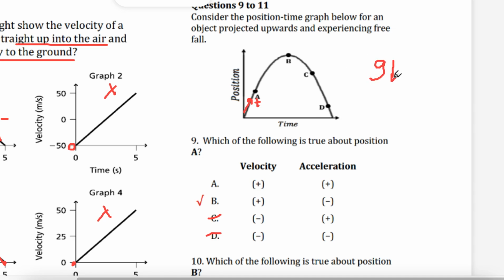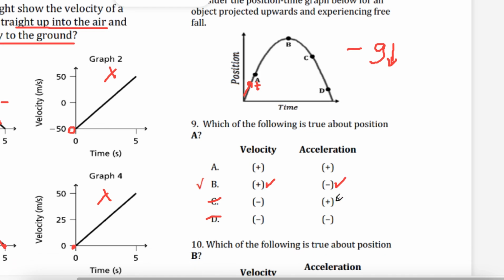Acceleration is gravity. It's always acting down. All the time, gravity acts down, so it's going to be negative. That's how I know that the velocity is positive, because it's on its way up, and the acceleration is negative. It's always going to be negative. A, B, C, D, acceleration should always be negative.